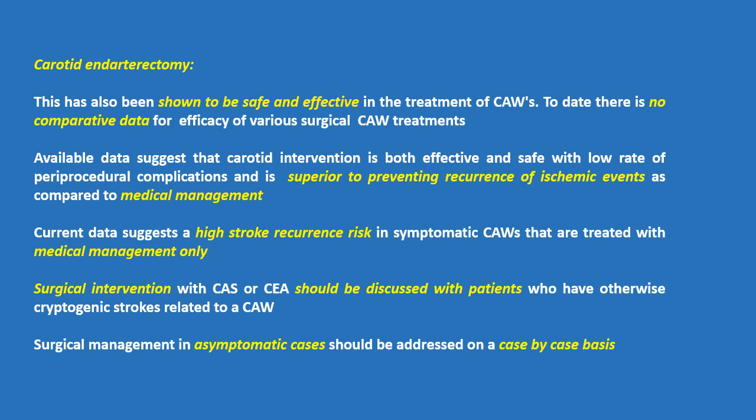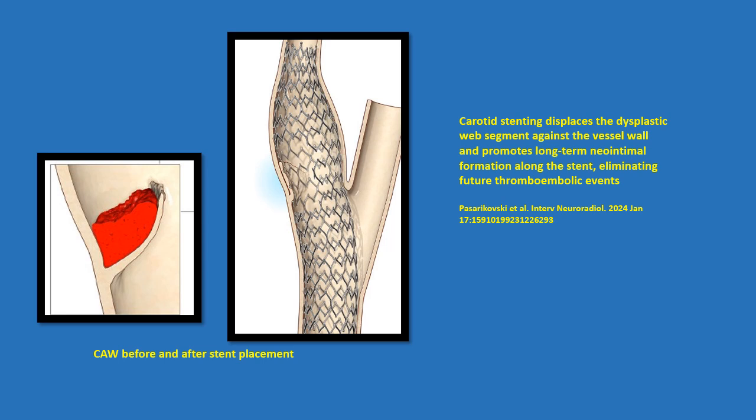Surgical intervention with carotid artery stenting or endarterectomy should be discussed with patients who have otherwise cryptogenic strokes related to a carotid artery web. Surgical management in asymptomatic cases should be addressed on a case-by-case basis. This picture shows that carotid stenting displaces the dysplastic segment against the vessel wall and promotes long-term neointimal formation along the stent, eliminating future thromboembolic events.